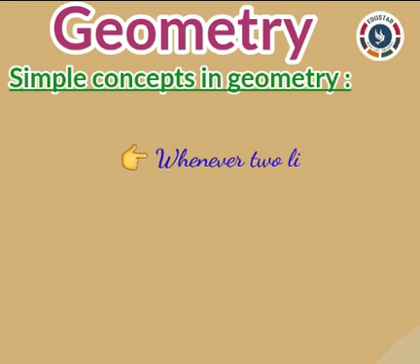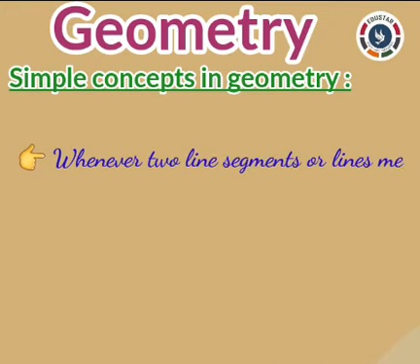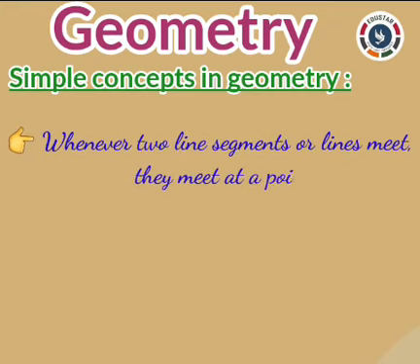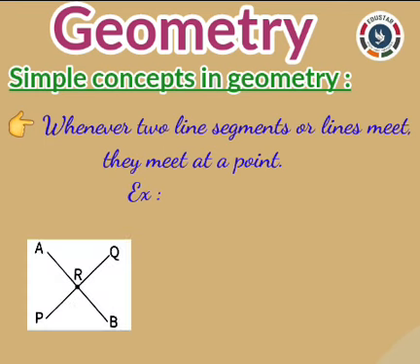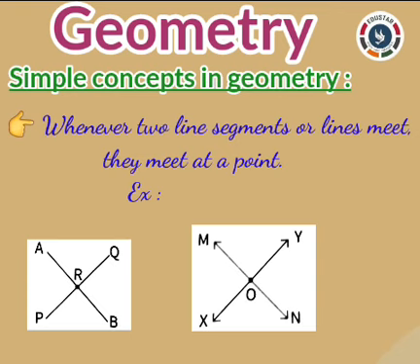And remember one more thing. Whenever two line segments meet or two lines meet, they meet at a point. For example, in this figure, the line segments AB and PQ meet at a point, or here the lines MN and XY meet at point O.